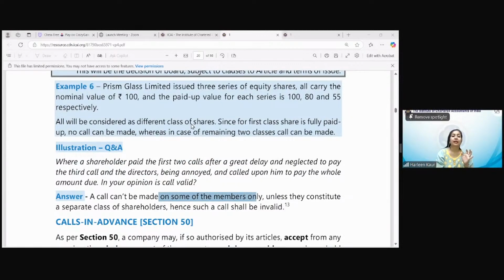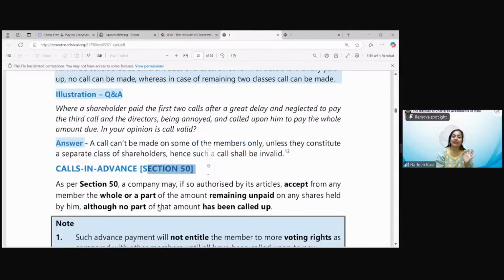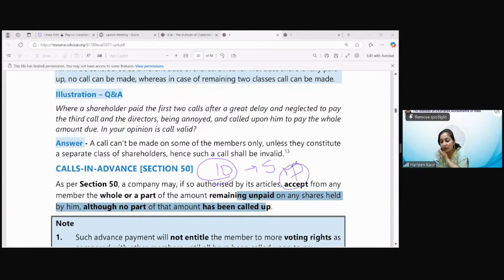Good. Now, section 50 is very, very simple. Section 50 tells you that if the articles authorize, you can accept the whole or part of the remaining unpaid amount on shares, although no part of the amount has been called. So I gave you an example. A share is of 10 rupees. The company has called up rupees 5. Mr. A paid up rupees 7. This is the case of calls in advance.